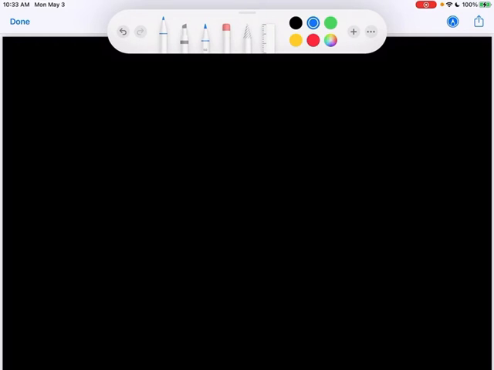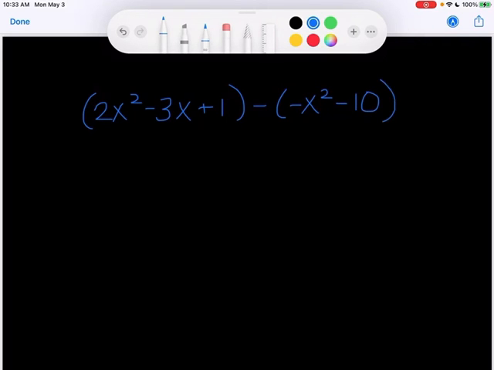So let's do the same one, but let's subtract. So let's say we have 2x squared minus 3x plus 1 minus negative x squared minus 10. When you're subtracting polynomials, what you should do is go ahead and distribute this negative. It's minus this. So we need to distribute that negative to everything in that parentheses. So we need to distribute the negative here and here.